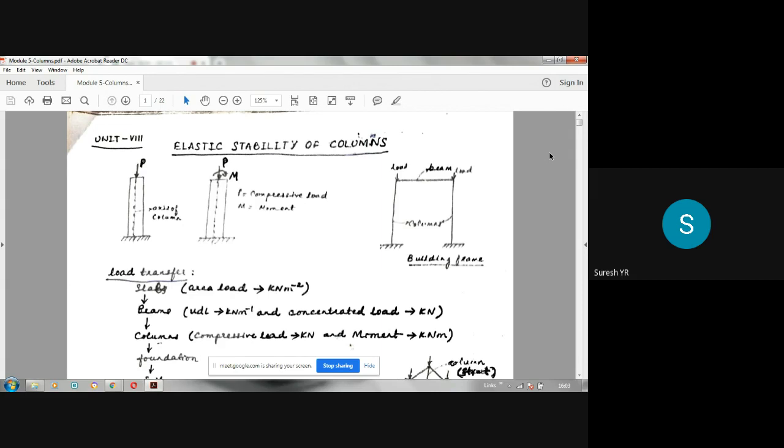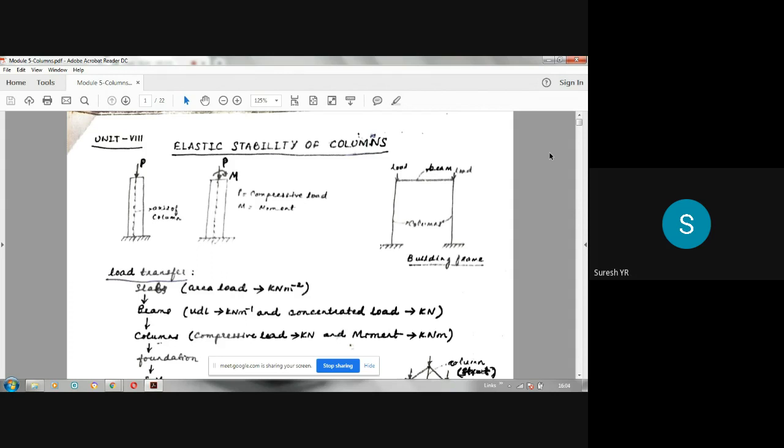Then we discussed failure of columns, how they fail. In the case of a short column, it fails by crushing. In the case of a long column, it fails by buckling or crippling. In the case of an intermediate or medium column, it can either fail by crushing or it can fail by buckling.